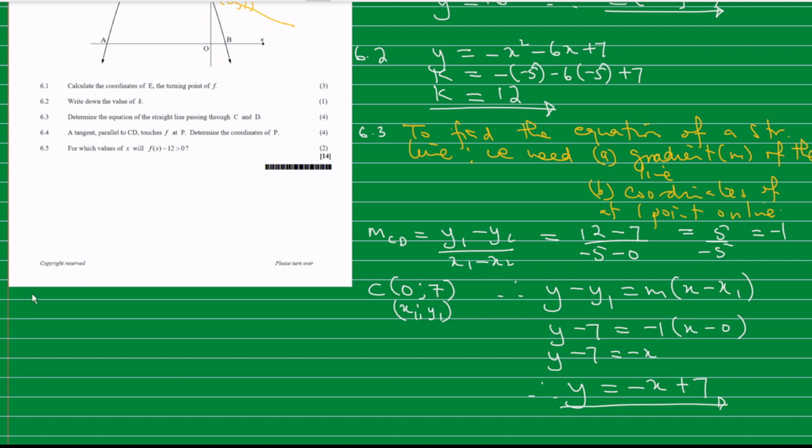Let us come over here to find the tangent. We are given that a tangent parallel to CD touches f at P. Determine the coordinates of P. Okay, 6.4. So we have a tangent that is parallel to CD. If this tangent is parallel to CD, it means that the gradient of the tangent, mT, is equal to the gradient of that straight line, which means the gradient is equal to -1. So it touches f at P. Determine the coordinates of P.